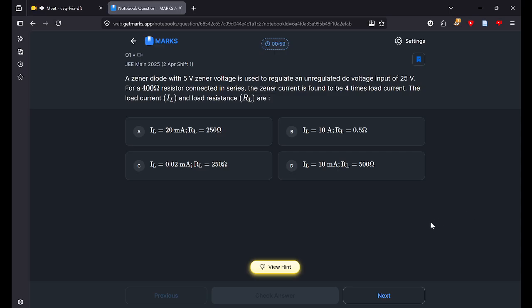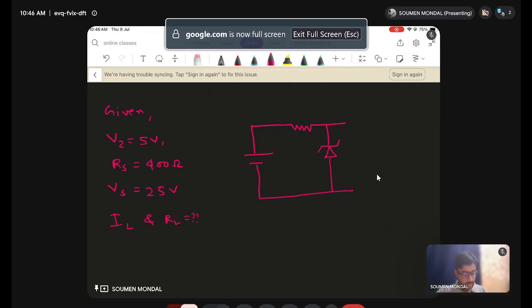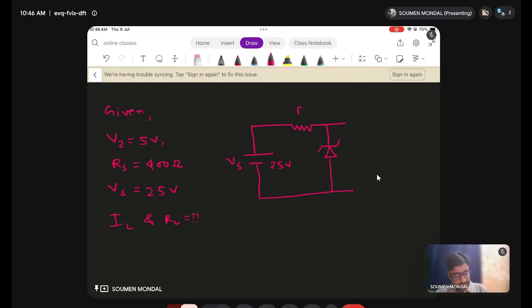So they have given Vz is 5 volt, Rs is 400 ohm, Vs as 25 volt, and they want to know IL and R. So this is Vs 25 volt, this is Rs 400 ohm, this is 5 volt. Now RL is there, IL is also there.